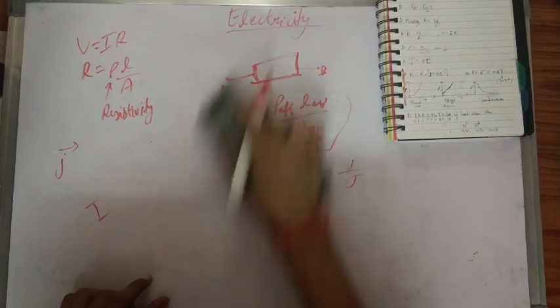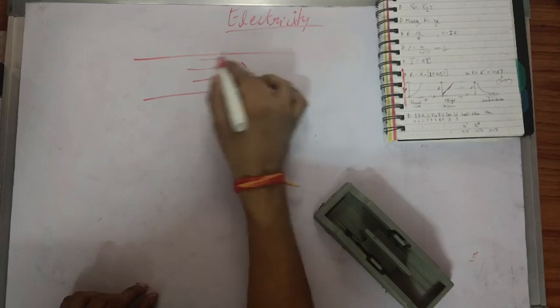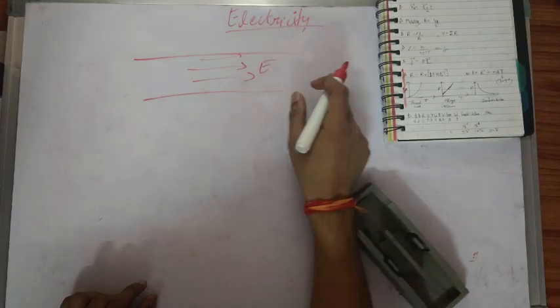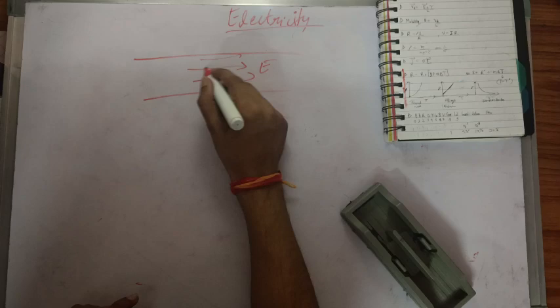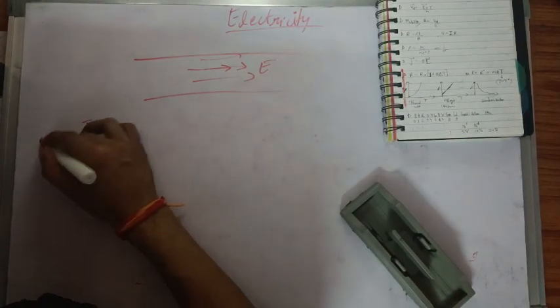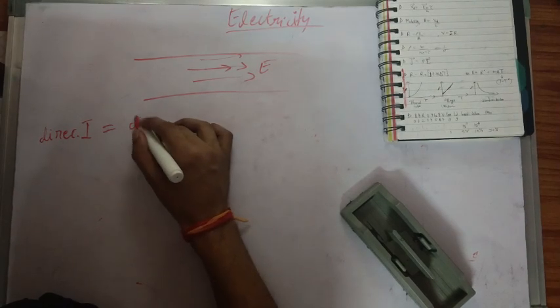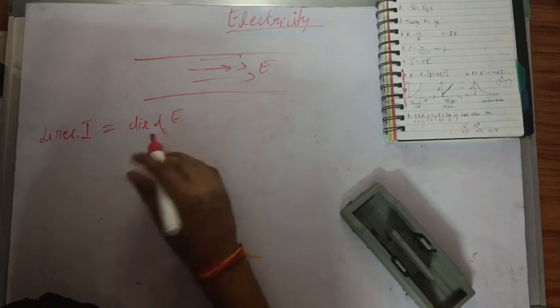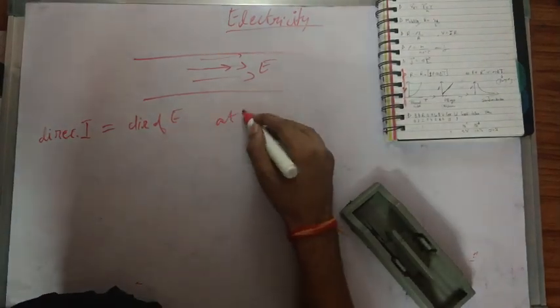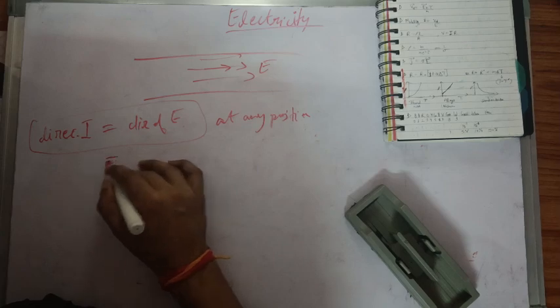One thing I would say here, when there is a conductor and there is some electric field in this medium, let's say the electric field is in this direction, then the current will also flow parallel to this electric field. So the direction of current equals the direction of electric field at any point, at any position.